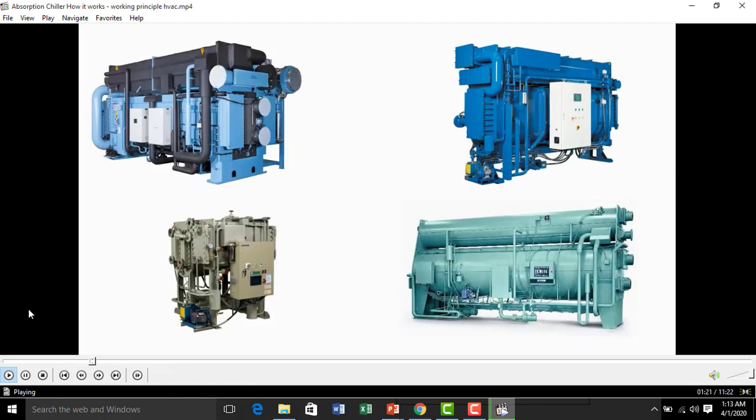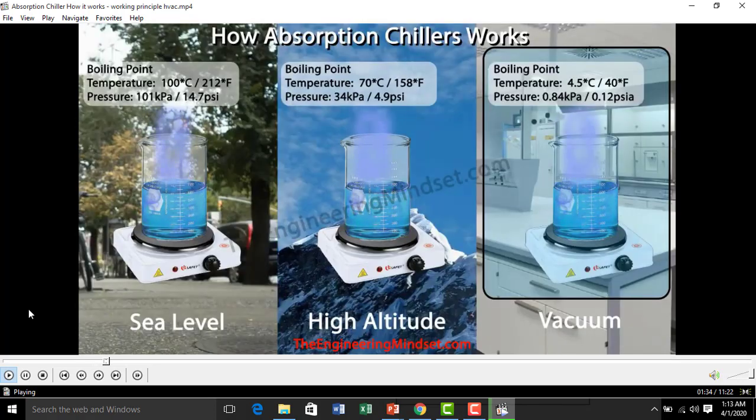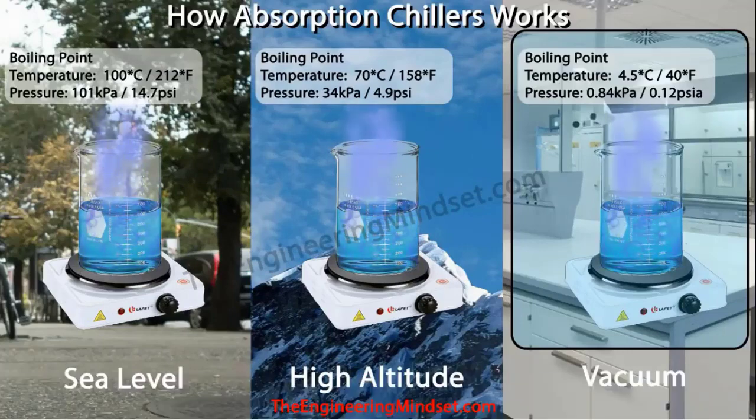So just before we go in and look at how the inside of an absorption chiller works, I need you to understand three important concepts for the basic operation of how these types of chillers work. The first point is that when we boil water, it changes state from liquid to vapor. Now, water boils at different temperatures under different pressures. If you increase the pressure, the water boils at much higher temperatures, and if you decrease the pressure, water boils at much lower temperatures.